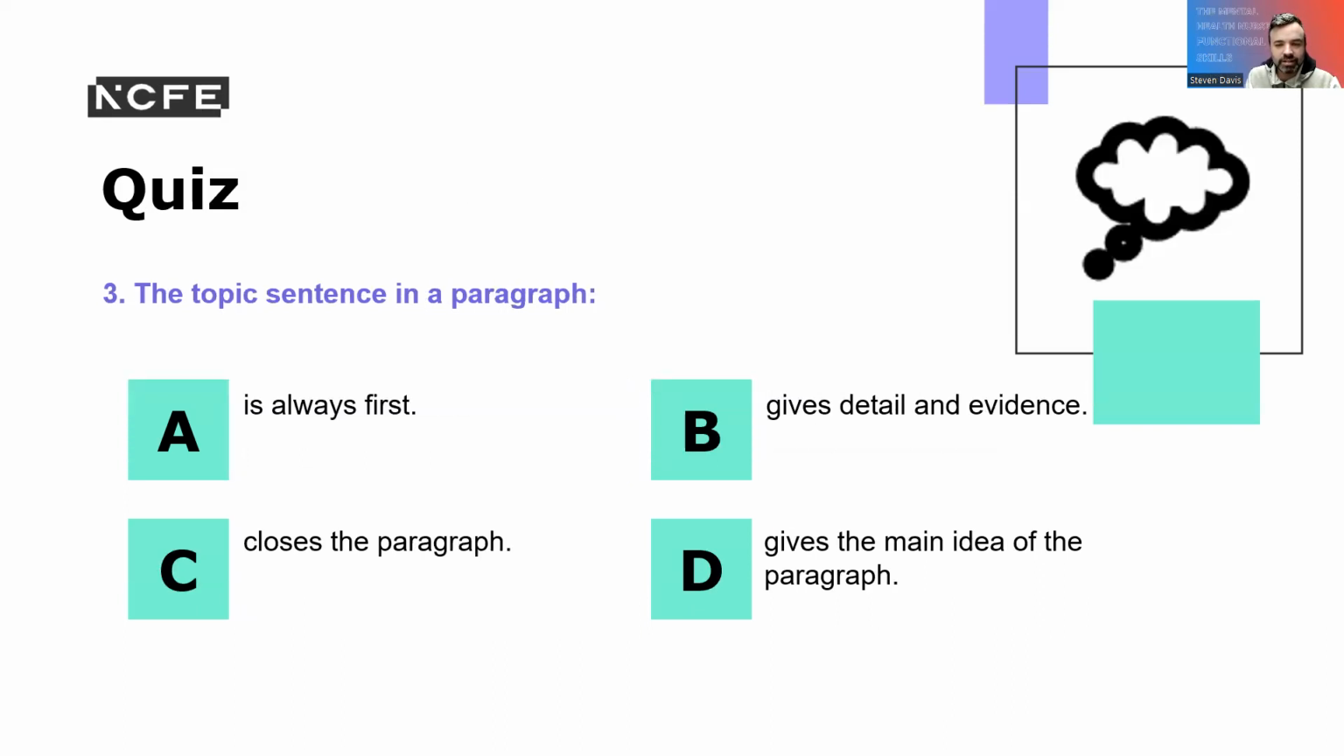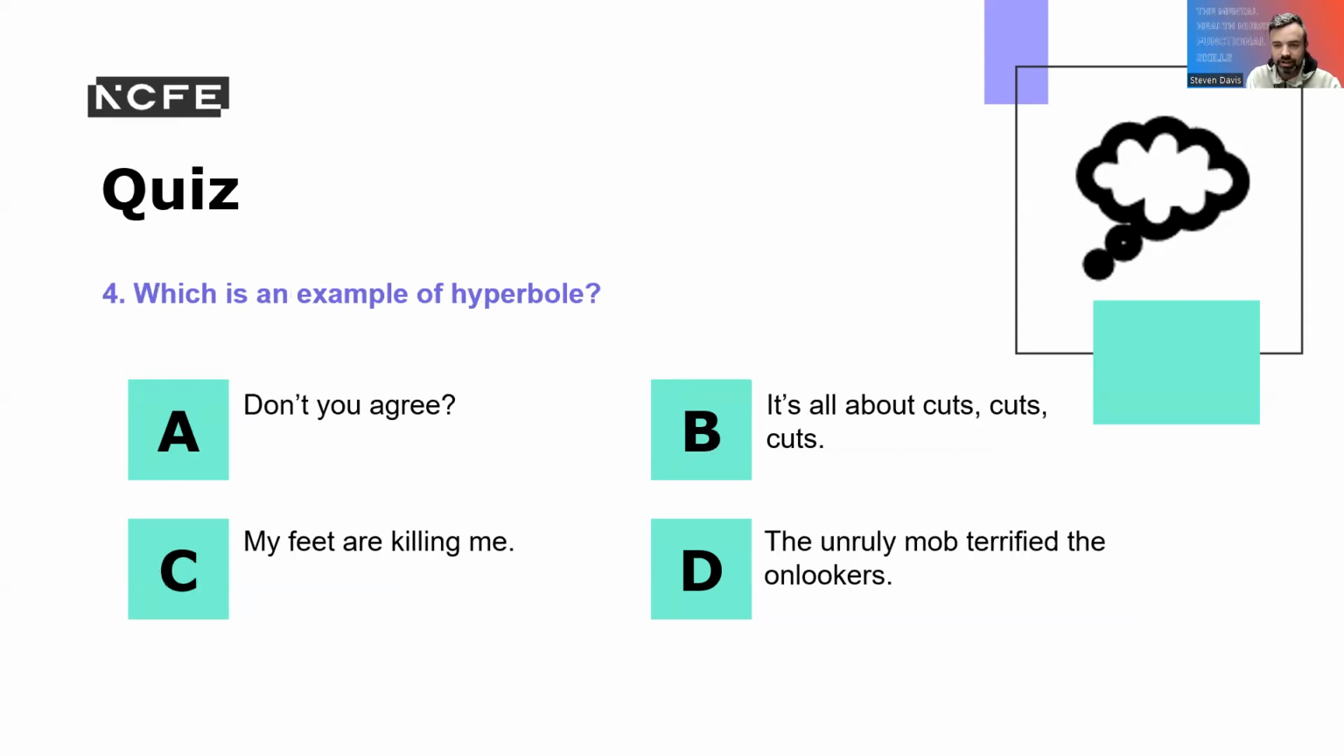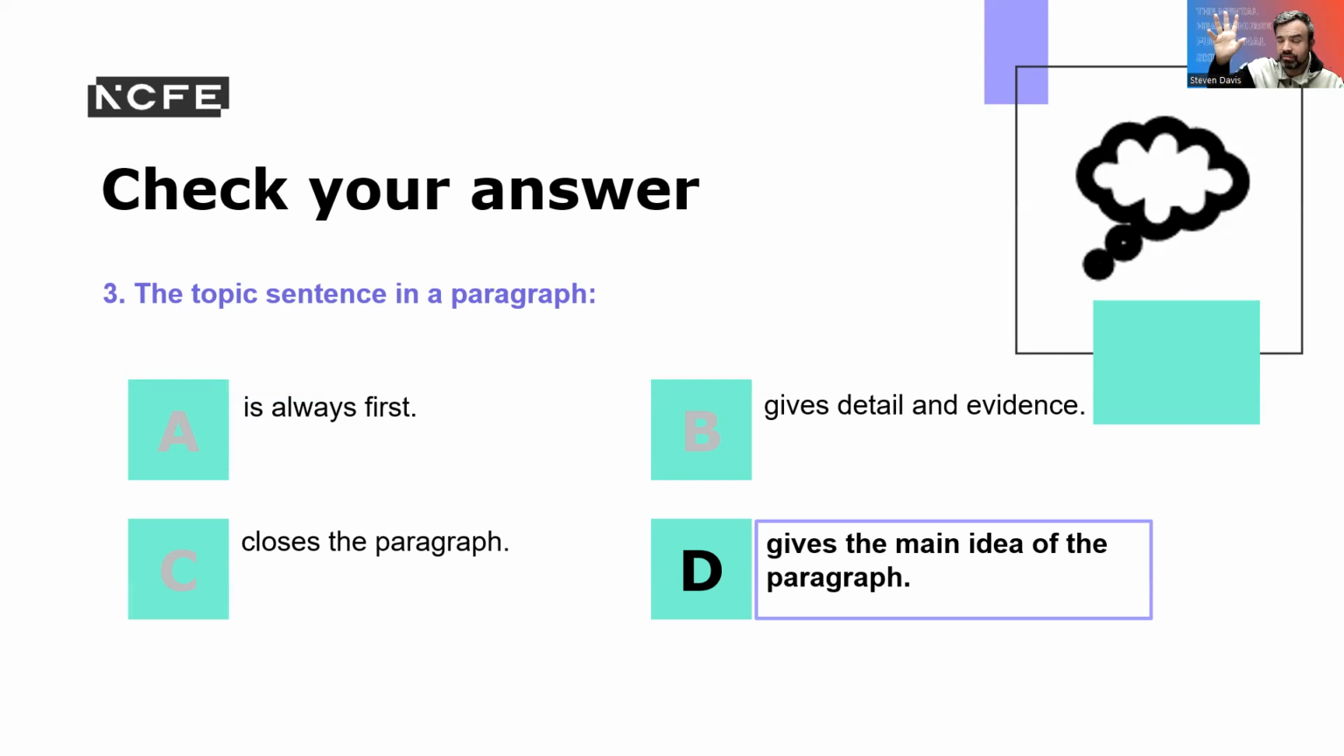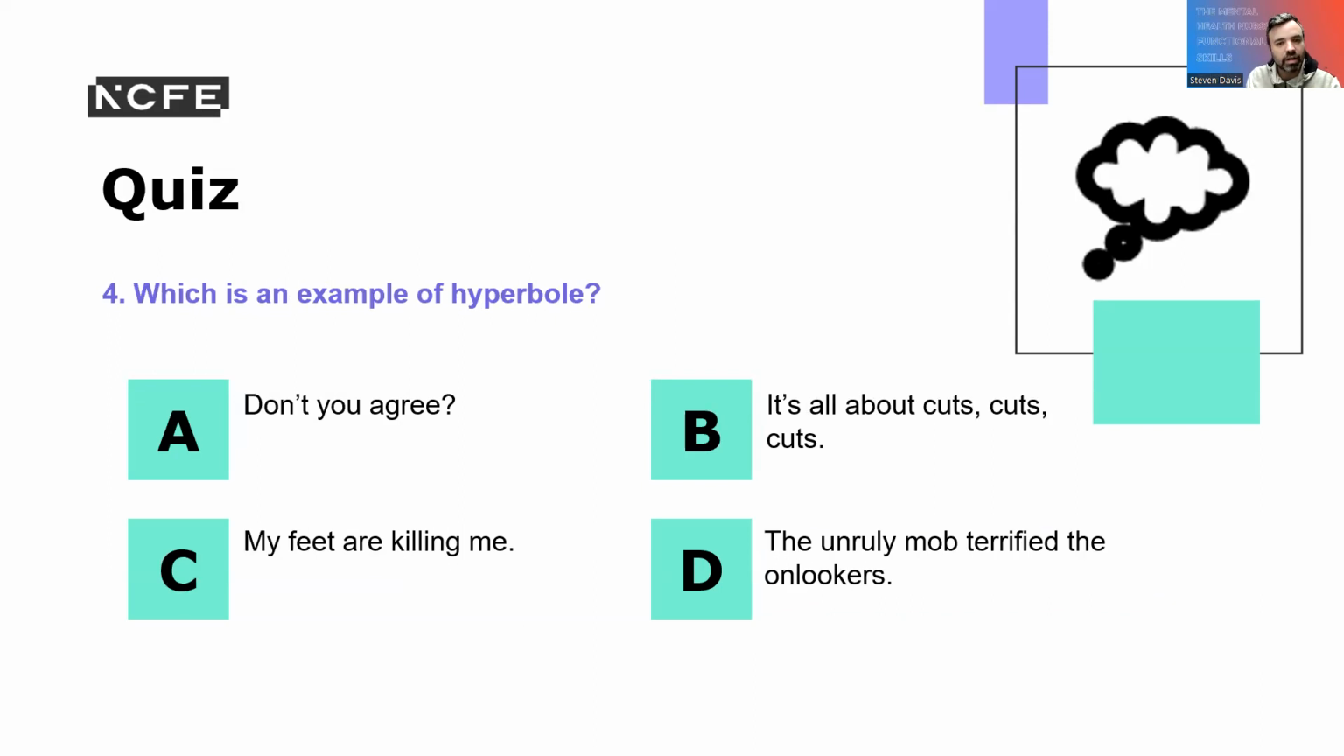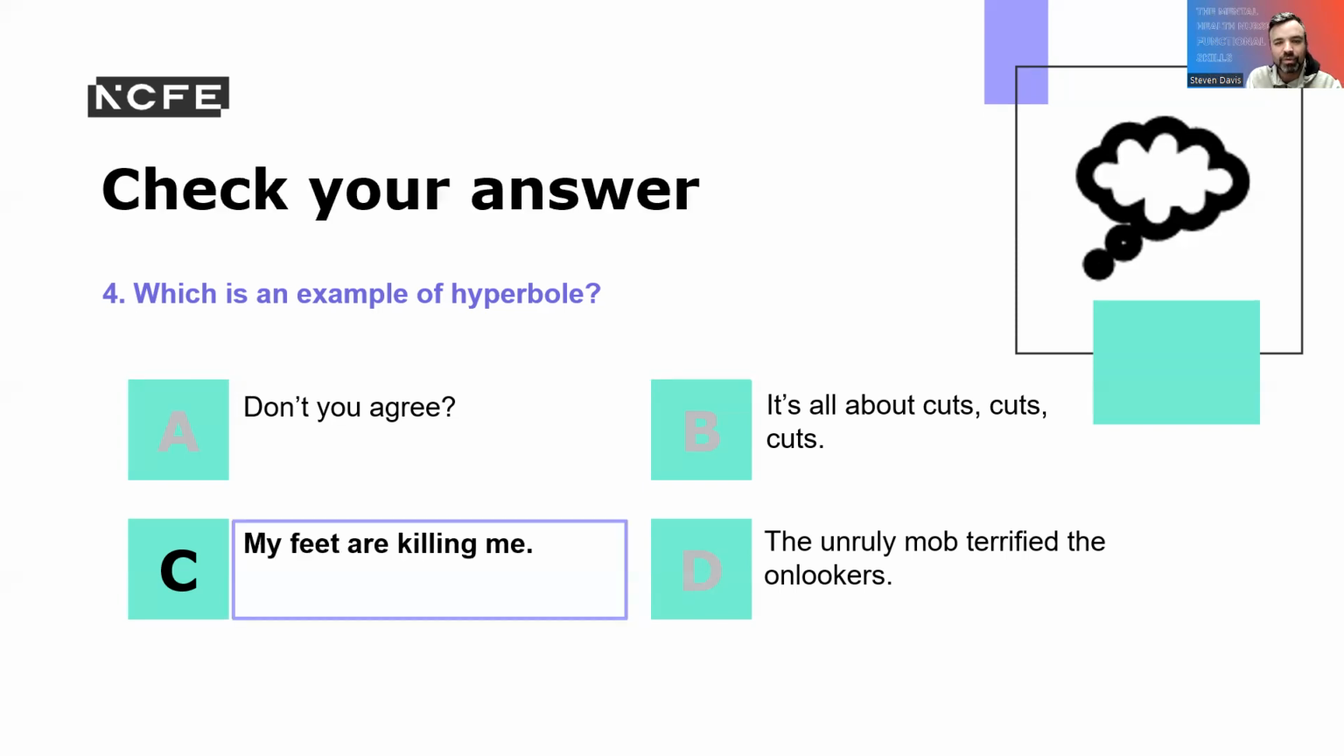The topic sentence in a paragraph. I think you'll find it's D. It gives the main idea of the paragraph. Good. So again, go back to reading and skim reading. We can skim read those sentences. It gives us an idea of whether or not we need to read that paragraph. Which is an example of a hyperbole or an exaggeration? I think it's got to be C, my feet are killing me. I mean, we all say that, but they're not killing you. They may be hurting, but they're not killing you.